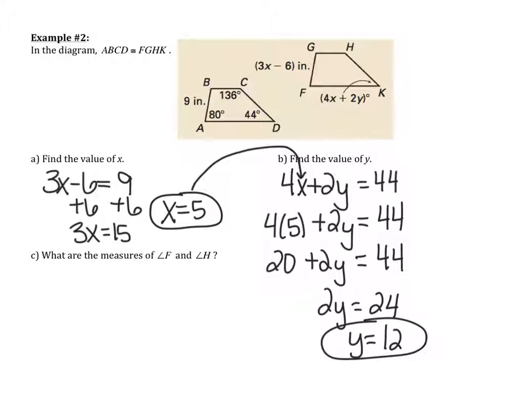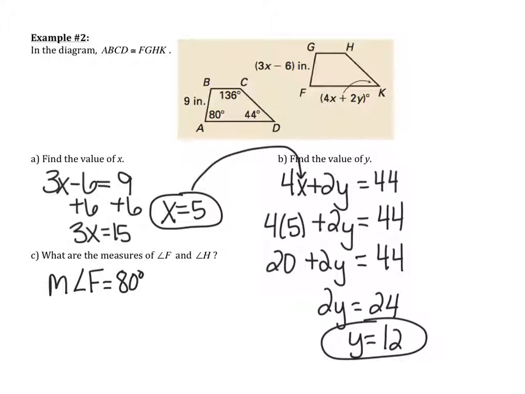And part C, find the measure of angle F and the measure of angle H. So here is F. I know that F corresponds to A according to my congruent statement. A was first and F is first. If F is here and A is here and A is 80 degrees, that means that F is 80 degrees. So the measure of angle F is 80 degrees.